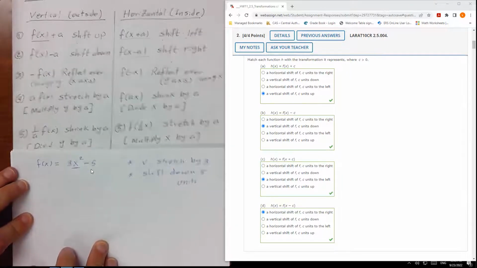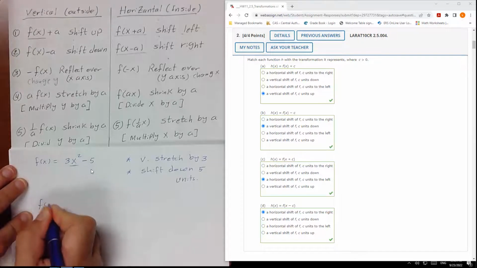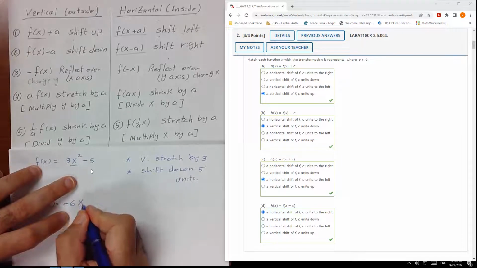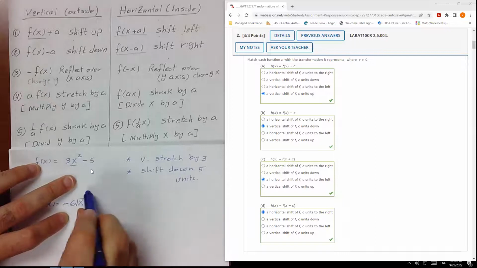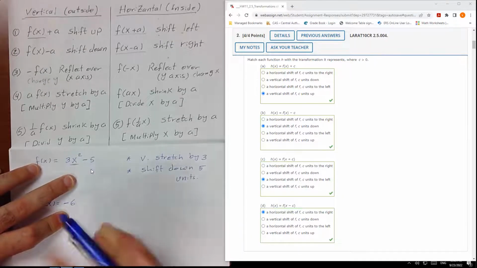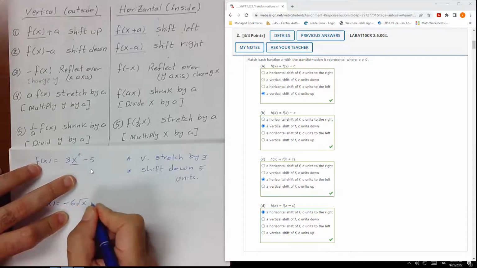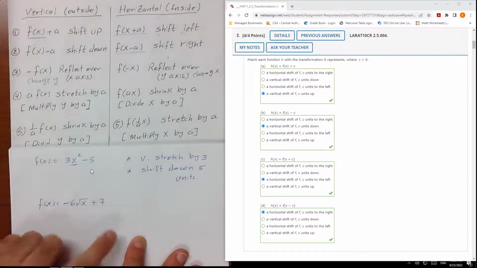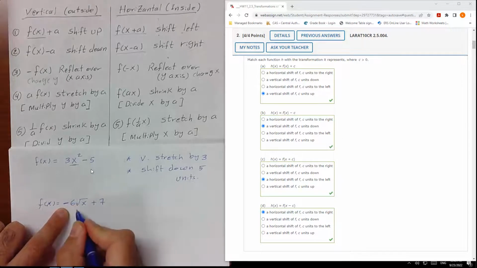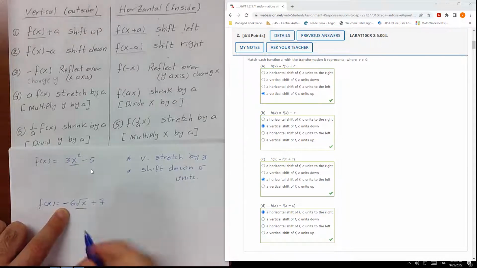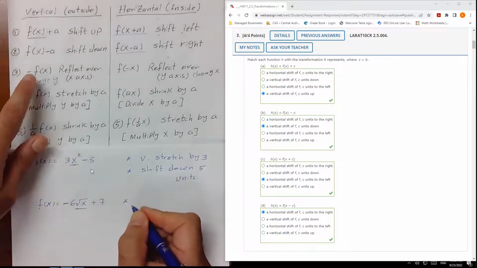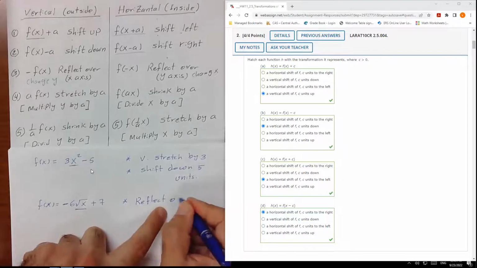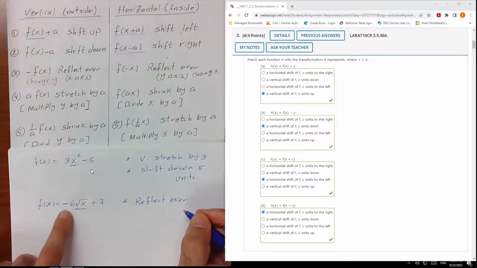Let's do another one. If you have f of x equal negative 6 square root of x plus 7. How many techniques do we have here? Let's start from the left to the right. The first technique, here's my basic function. Negative 6 is outside, so it's going to be reflect over x-axis.